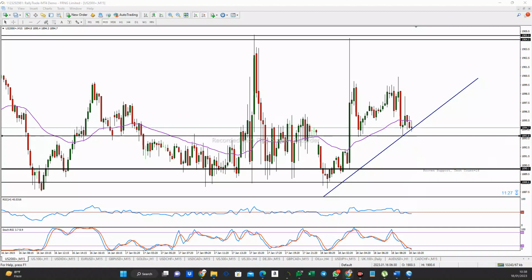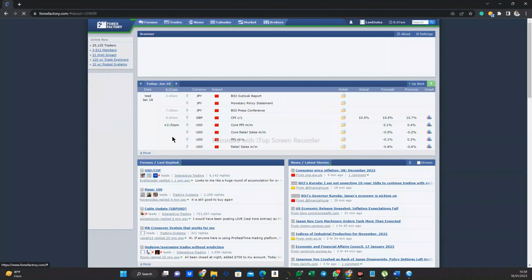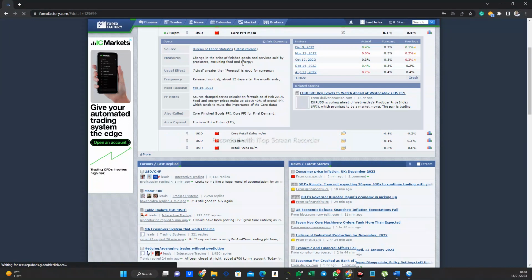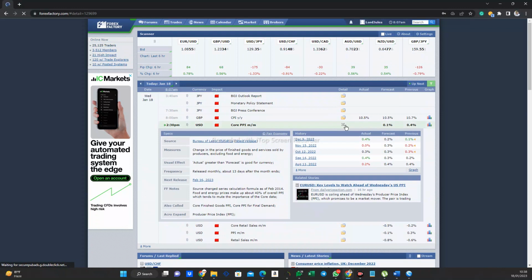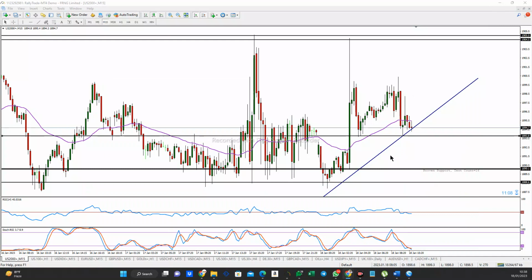1890.1. Now let us look out for some fundamentals coming out today by 2:30 p.m. You will have the core PPI, core retail sales, PPI, and retail sales. So these are high impact events that will be coming out later today by 2:30 p.m.